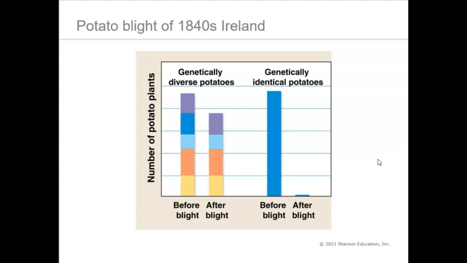What they did after this is they crossed these agricultural potatoes with some wild varieties to increase genetic diversity. And so you can see that potatoes with more genetic diversity, after the blight, most of them survived, whereas if all the potatoes are genetically identical, all of them are going to die after the blight. So unfortunately, most of the ones they had before that potato blight were these, but they were able to crossbreed with more wild varieties afterwards to introduce genetic diversity into their population.